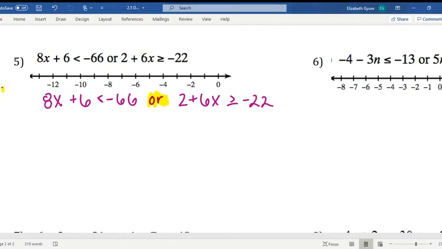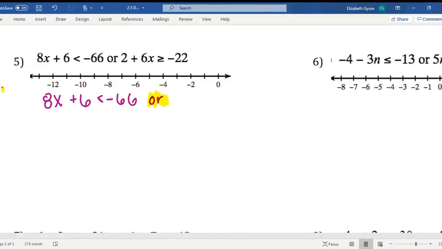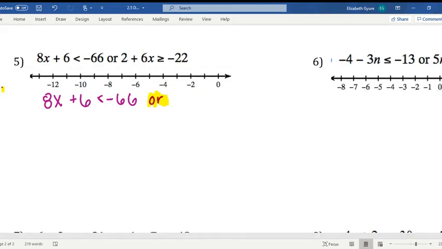Okay, and these are just two-step ones. So ignore this one on the left. If I could cover it up, I would, but I can't on my computer. So ignore this one on the right. Sorry, I said the left. Ignore this one on the right. Only focus on this one on the left right now. We have 8x plus 6 is less than or equal to negative 66. In fact, I'm going to erase it so we don't even look at it. Okay. So just focus on this one.